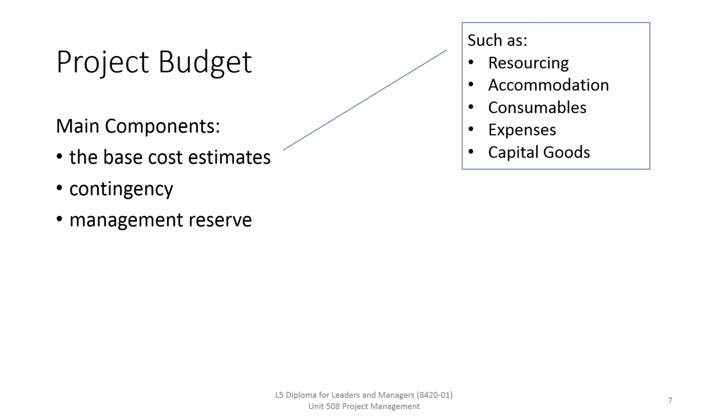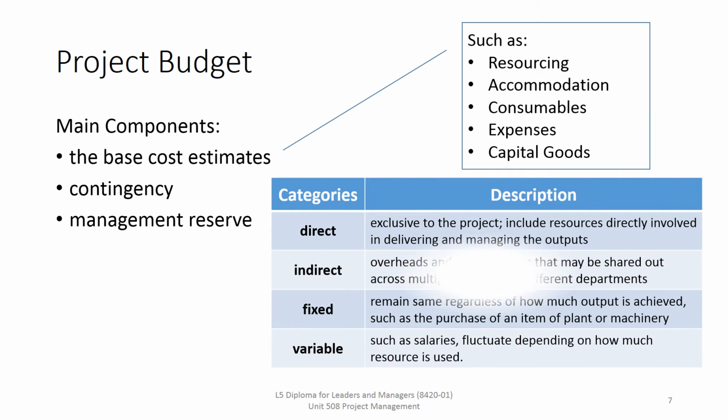And these costs can then fall into a number of categories: direct, indirect, fixed or variable, in the table there. Direct being exclusive to the project, indirect being other overheads that are shared out across other things, so that'll be stuff that's already ongoing perhaps. Fixed, which will remain regardless of the output achieved, so if I had to purchase something and the project finishes early, you still have to pay out that cost. And then variable, such as people's salaries, things that would fluctuate depending on how long the project runs for.